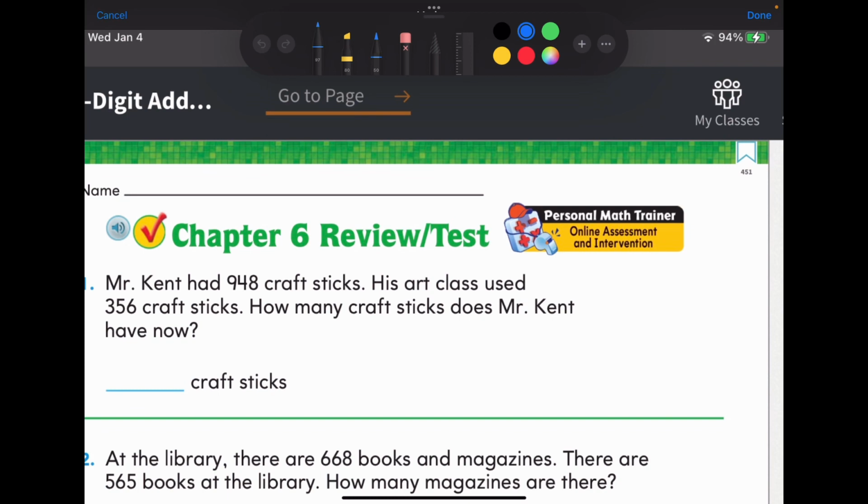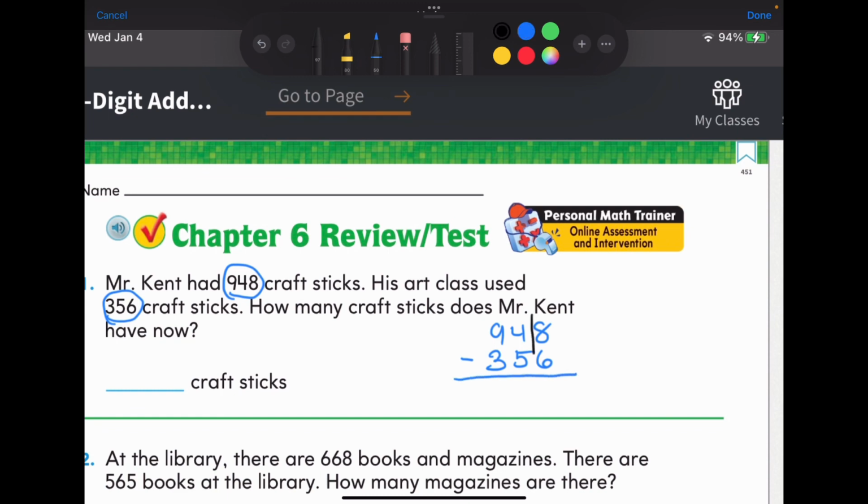Looking at question 1, it says Mr. Kent had 948 craft sticks. His art class used 356 craft sticks. How many craft sticks does Mr. Kent have now? Okay, so he started out with 948 craft sticks. So I'm going to write 948. His class ended up using 356 of those sticks. So we must subtract here.